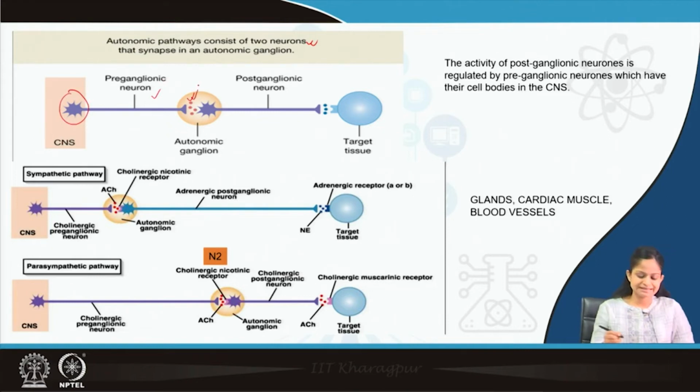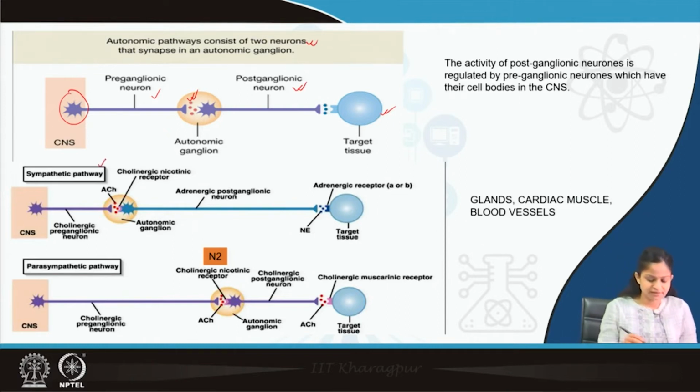This is making a synapse, that is the autonomic ganglion, and from here we get the postganglionic neuron, and this postganglionic neuron makes the synapse with the target tissues, like glands, cardiac muscles and the blood vessels. Now, this autonomic pathway, the morphology is different in case of sympathetic nerve fibers and the parasympathetic nerve fibers.